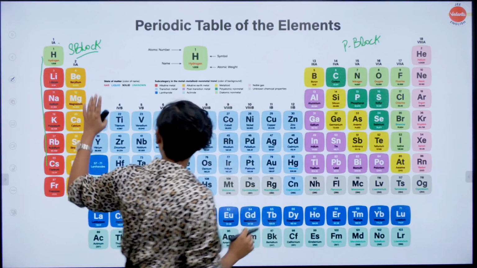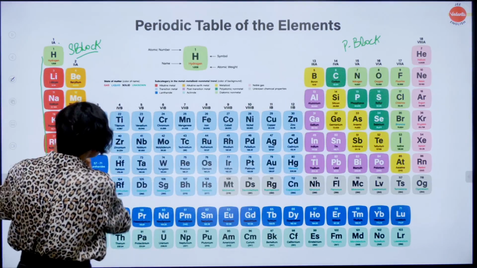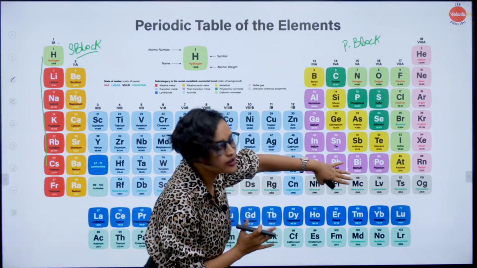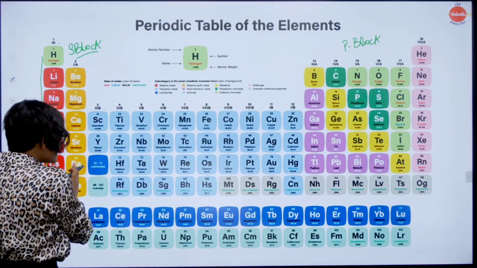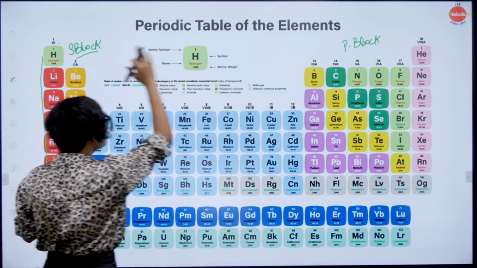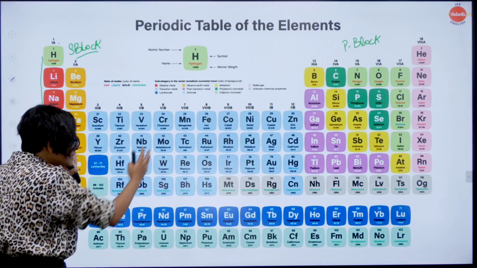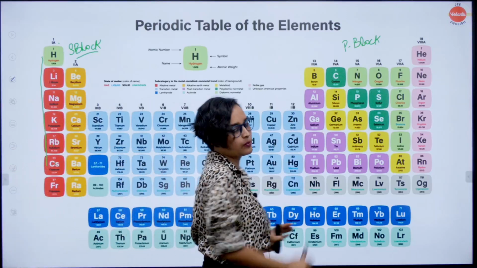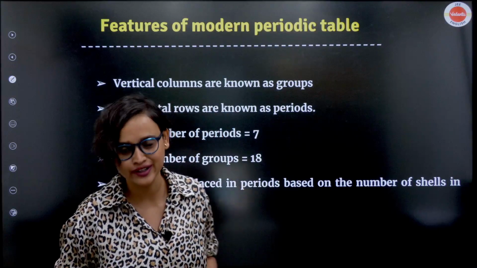So when you look at the properties of S block and when you look at the properties of P block, what happens is in between, the D block transitions the properties of S into P. Basically, when you are going from S block to P block, you notice that these D block elements have properties that are transitioning into the P block. And that's why we call them transition elements. I hope you got it, right?